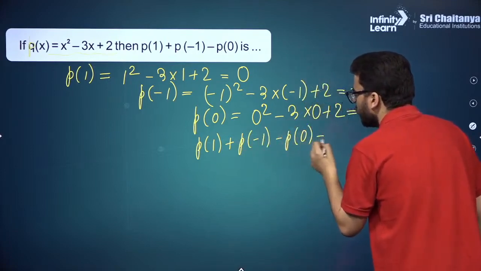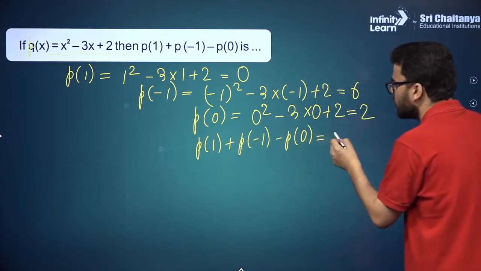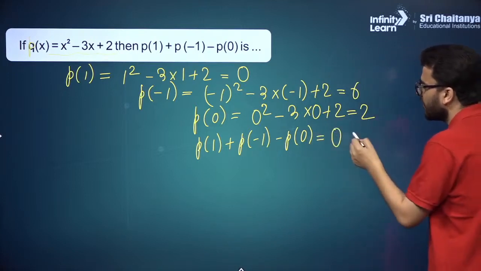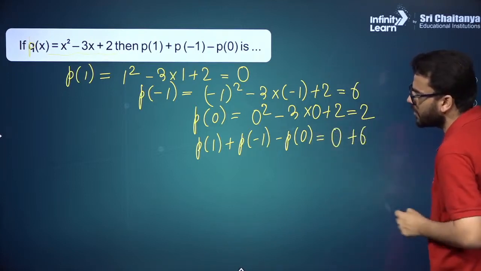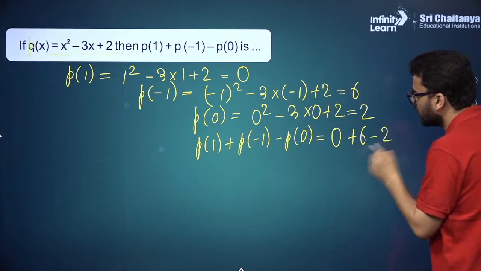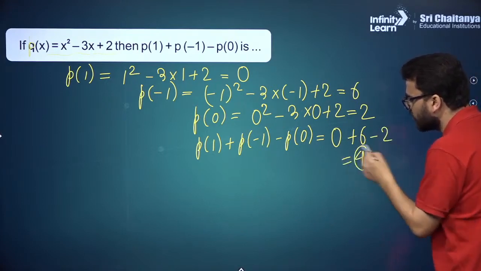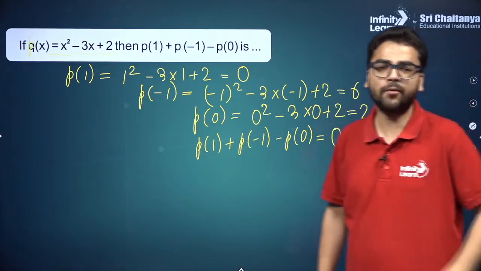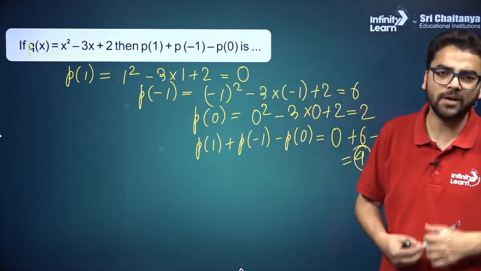So p of 1 over here we have got to be equal to 0. P of minus 1 we have got to be equal to 6 and p of 0 we have got to be equal to 2. So basically we have got the answer to be equal to 4. Any doubt in the question to any student? We are getting 4, Aisha.